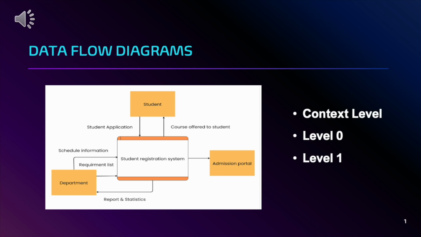And lastly, the level 1 data flow diagram. It shows all the processes that comprise a single process on the level 0 diagram. So basically, it's a decomposition of each process that we will see in the level 0 diagram.